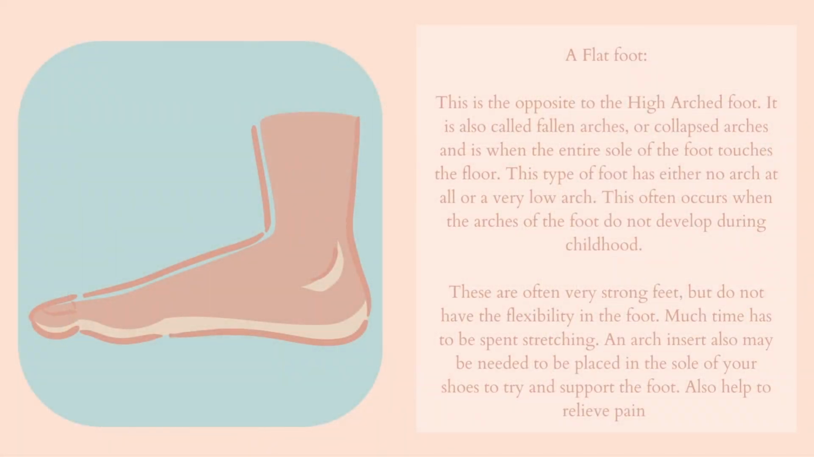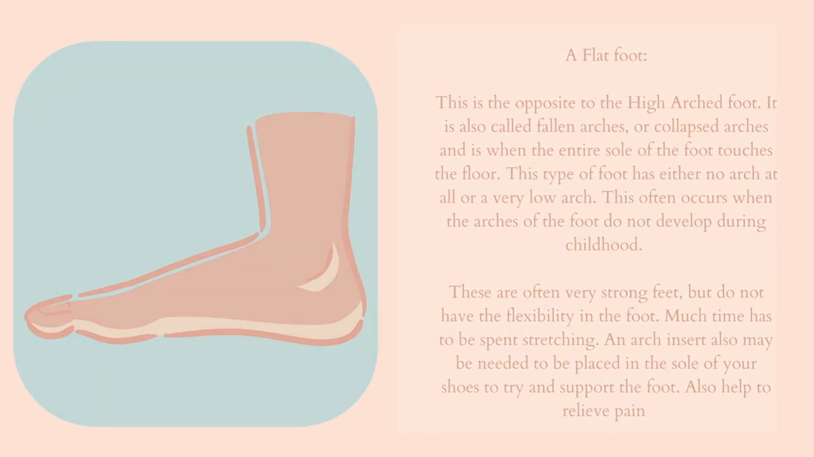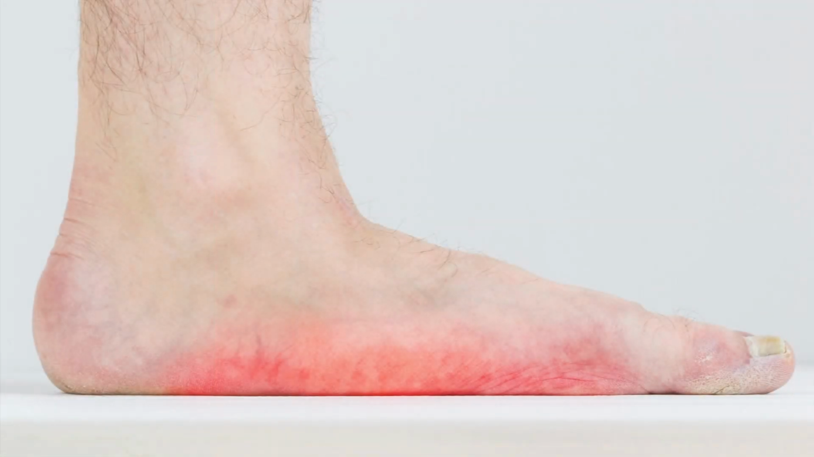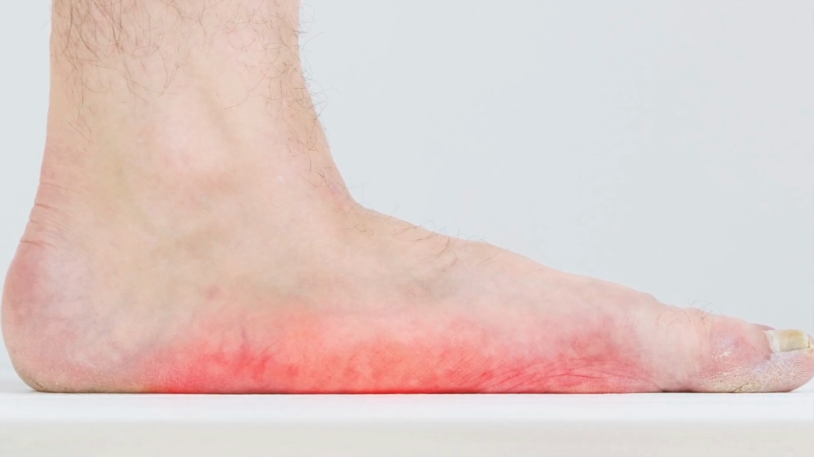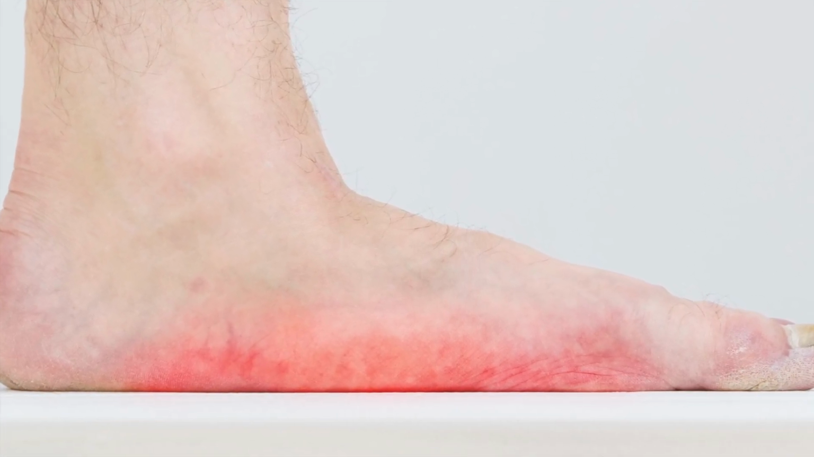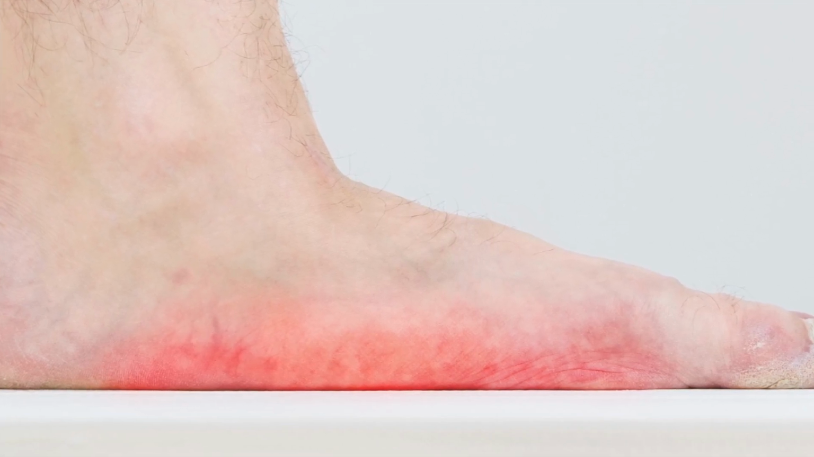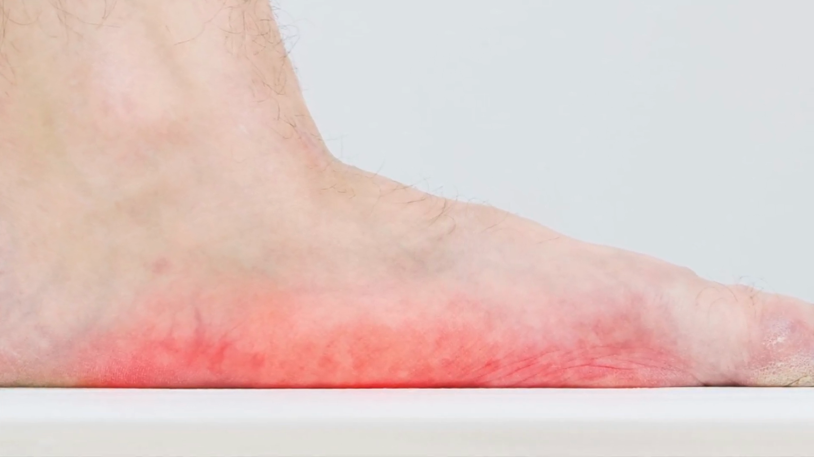A flat foot. This is the opposite to a high-arched foot. It is also called fallen arches or collapsed arches, and is when the entire sole of the foot touches the floor. This type of foot has either no arch at all or a very low arch.